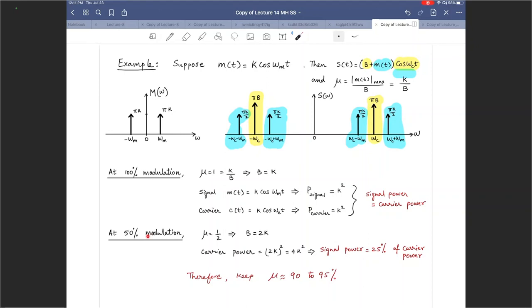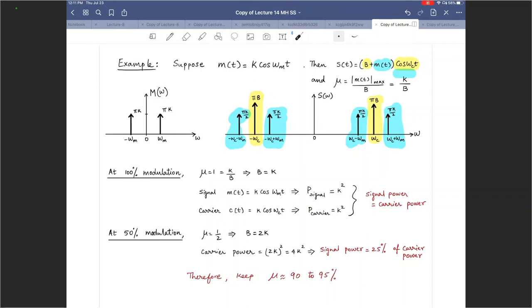At 50% modulation, so what does that mean? That means that half of the power that I'm transmitting is for the signal, half of it is for the carrier. At 50% modulation, which means that mu is half, that means the bias is 2 times k, where k is the highest value in m. Carrier power becomes (2k) squared, which is 4k squared. Signal power remains as is. So in comparison now, signal power is essentially 25% of carrier power.